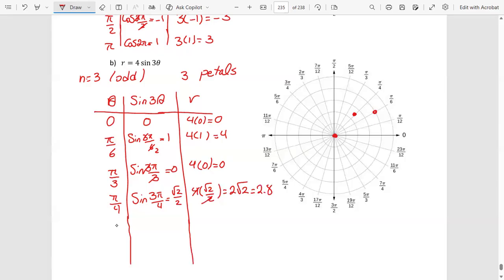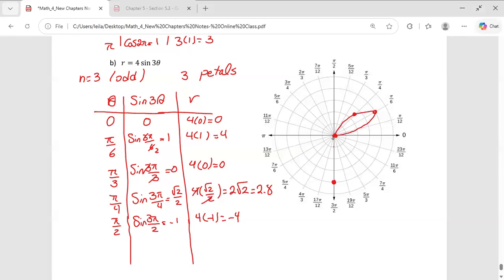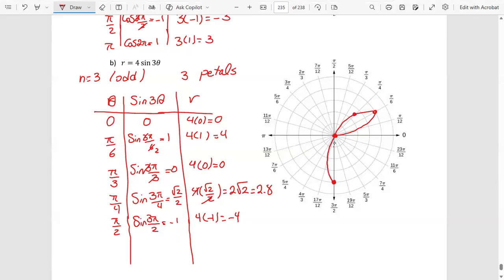You can see we can have more points. Let's replace pi over 2. Sine of 3 pi over 2 is negative 1. And 4 times negative 1 is negative 4. For pi over 2, we have negative 4. 1, 2, 3, 4. Now you can see I'm creating the petals. 1, 2, just the third one is left.